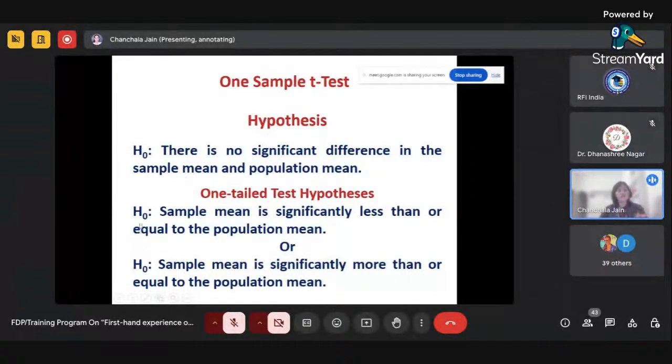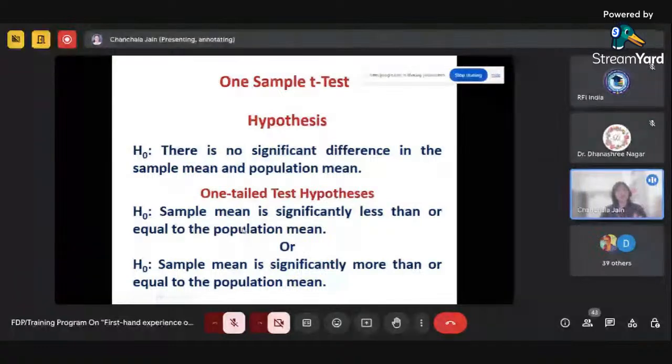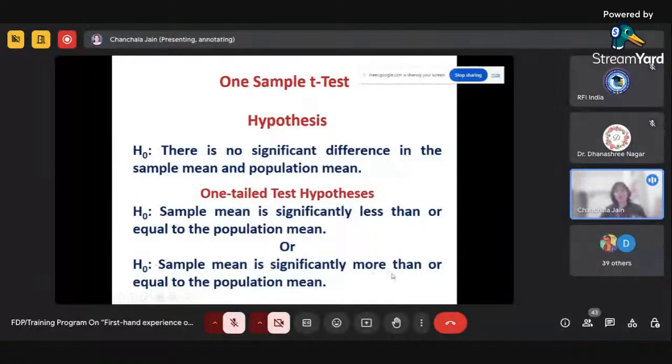If you are stating that the sample mean is significantly less than or equal to your population mean, this is the one-tailed test hypothesis. Or if you say the sample mean is significantly more than or equal to the population mean, this is also the case of the one-tailed test, right? So this way you can formulate your null hypothesis, even your alternative hypothesis, in word form, in text form also. Talking about the assumptions of one sample t-test.